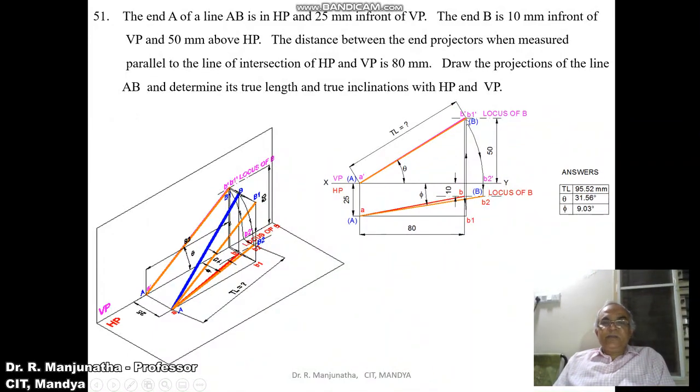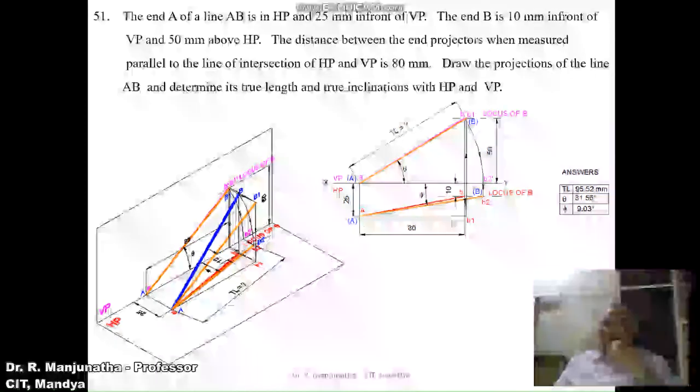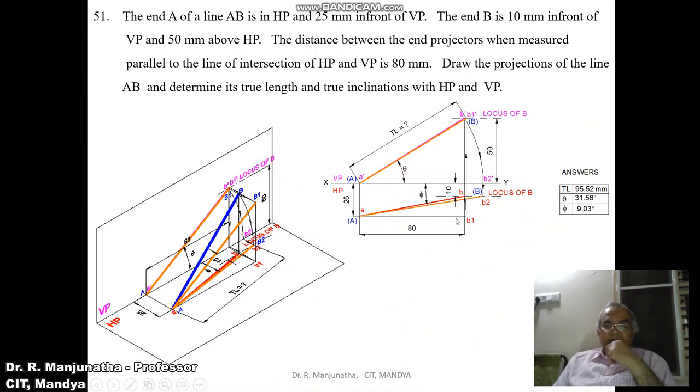Now, to find the true length in the vertical plane, with A as center and taking the radius AB using the compass, draw an arc such that both A and B1 will be parallel to the XY line in the top view. Once it is parallel to the XY line in the top view, that line will be seen in true length in the front view.